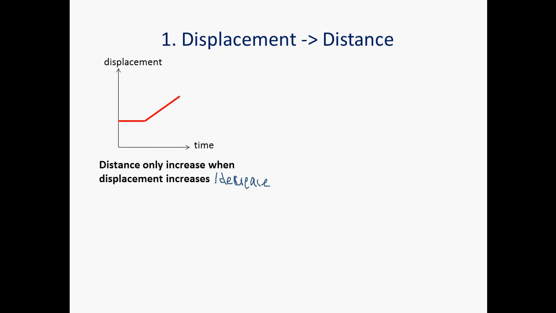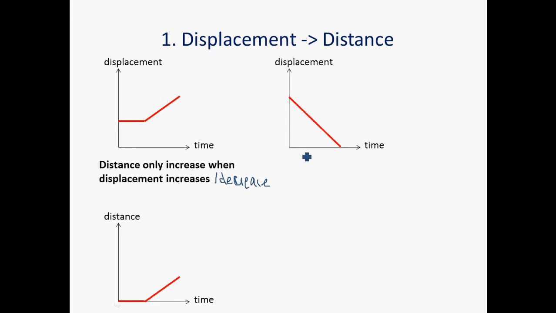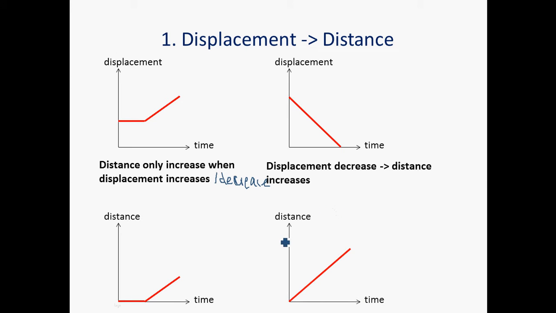So what do I mean by this? When the displacement has no change, the distance has no change at all. But when the displacement increases, the distance also increases correspondingly. So this is the distance-time graph. Now how about the opposite? If we have displacement decreasing, using the same terms here, the displacement decreases, the distance increases. So when displacement increases or decreases, the distance will still increase, because regardless of whether it increases or decreases, the distance always increases. So the answer is it will be a flip of the gradient to become positive.